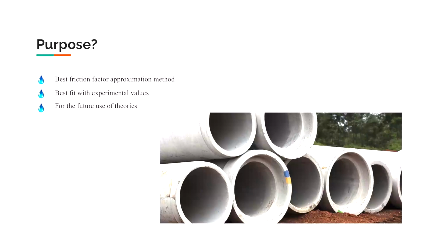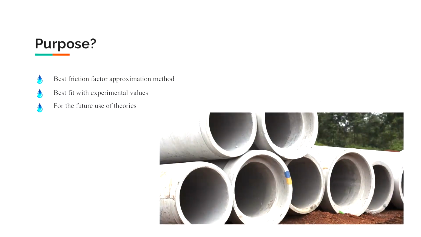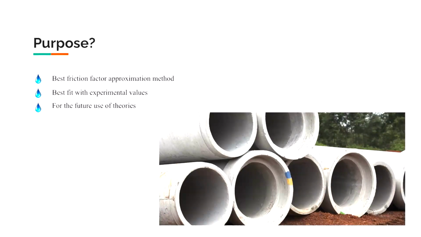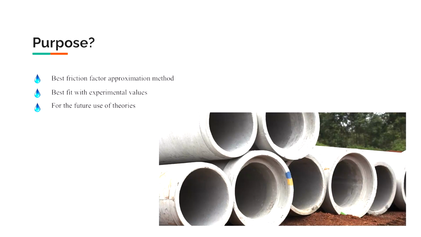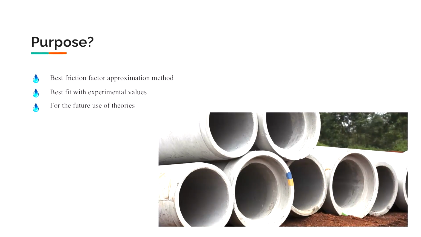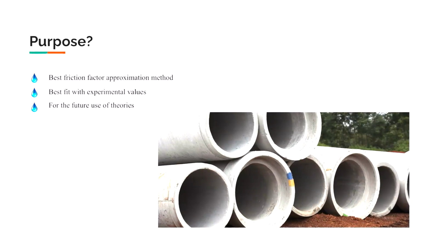For this experiment, our purpose was to determine the best approximation method that can be applied when estimating the friction factor in pipes. This can be applied in the design for smooth pipes or more accurate use in the greater academia. Results from this experiment will aid in the future use of theories in academics as well as applications for this type of apparatus.